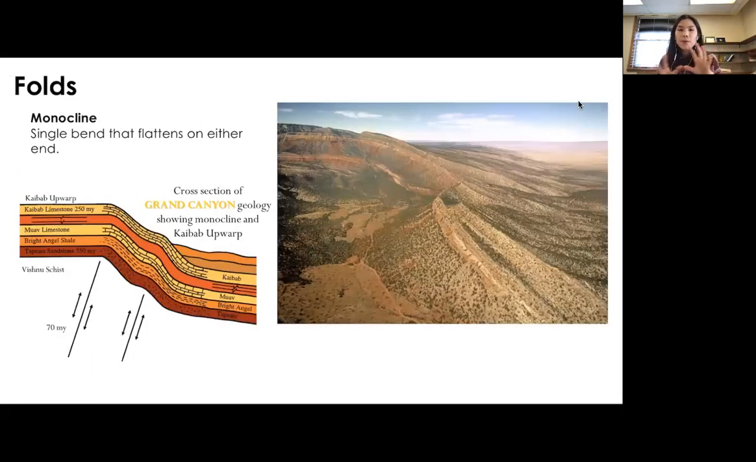All right, so those were anticlines and synclines. However, we have another type of fold called a monocline. And unlike anticlines and synclines that exist in this continuum where you transfer from an anticline to a syncline to an anticline to a syncline, monoclines are going to occur on their own. So they are just a single bend in the rock and they flatten out on either end. So they're characterized by flat rock, a tilt to the rock, and then flat rock again. And a really nice example of a monocline is one that runs through the Grand Canyon. It's underlain at depth by faults.